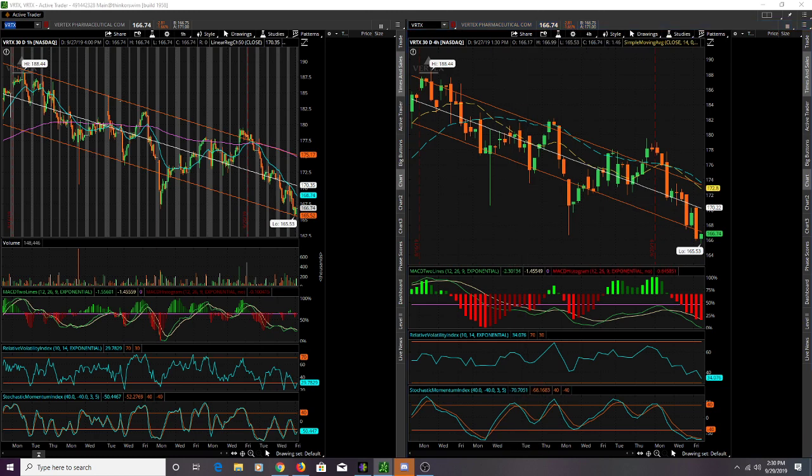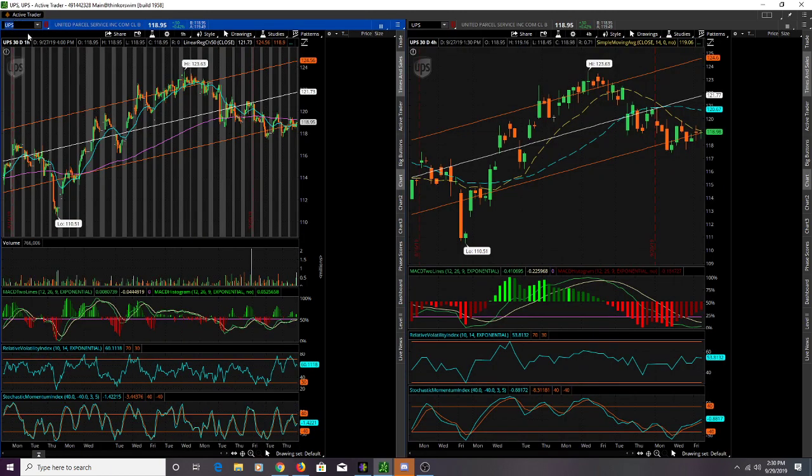So let's see if I can find some in an uptrend. Let's see. Oh, of course I can't find it in this 4 hour. Nope. I'll just look for inside candles then. Okay, we get UPS coming up. And UPS, I mean, look at UPS, it's doing the same thing.